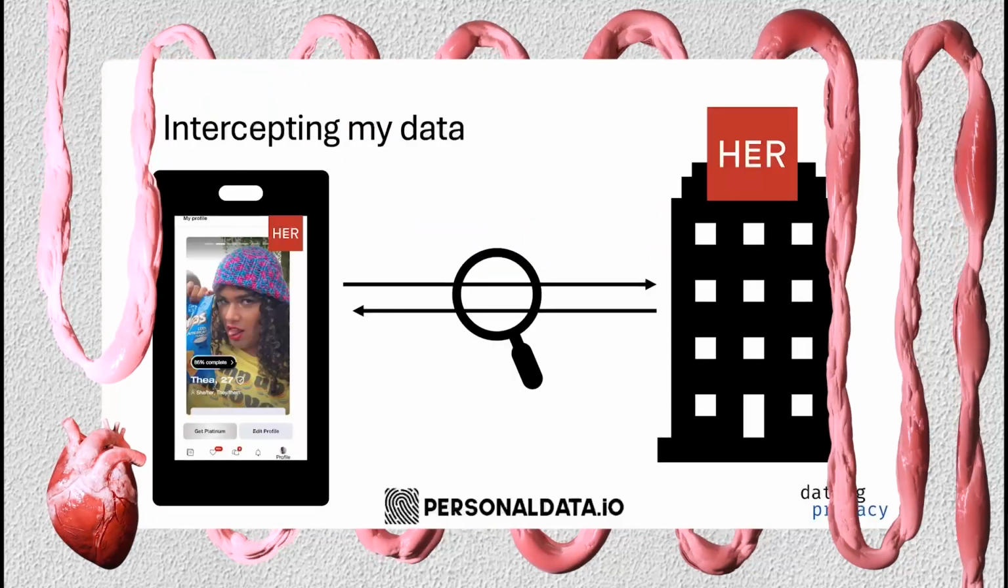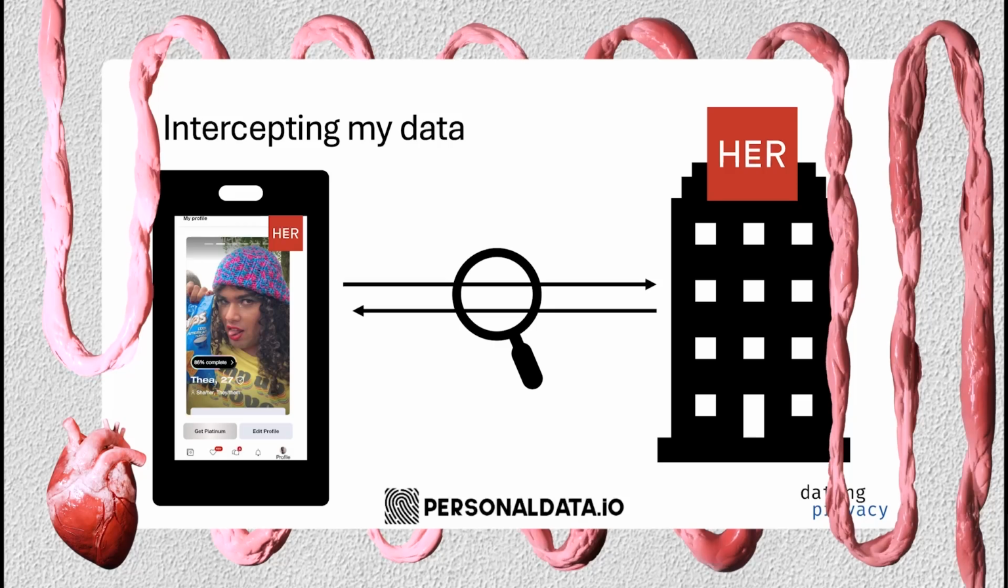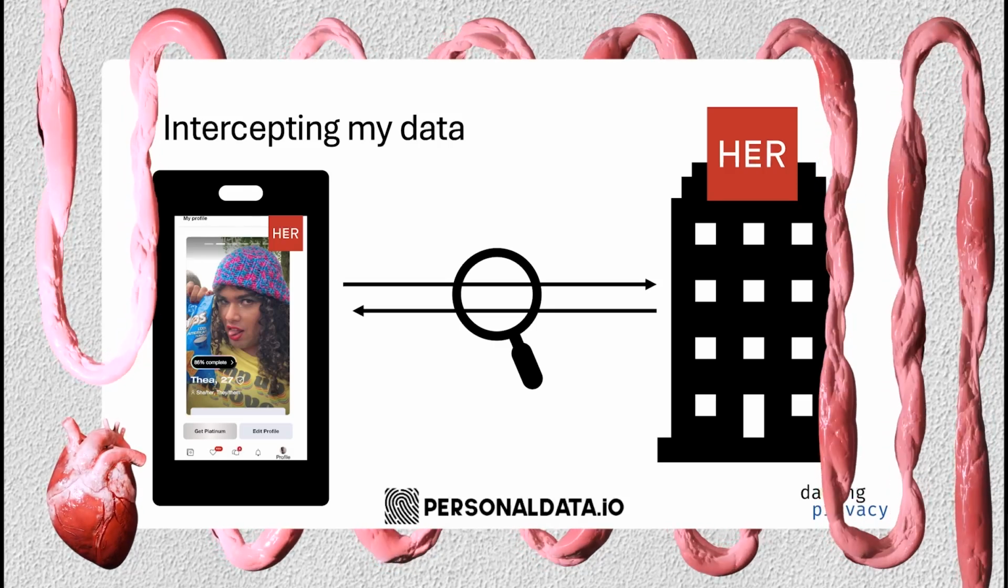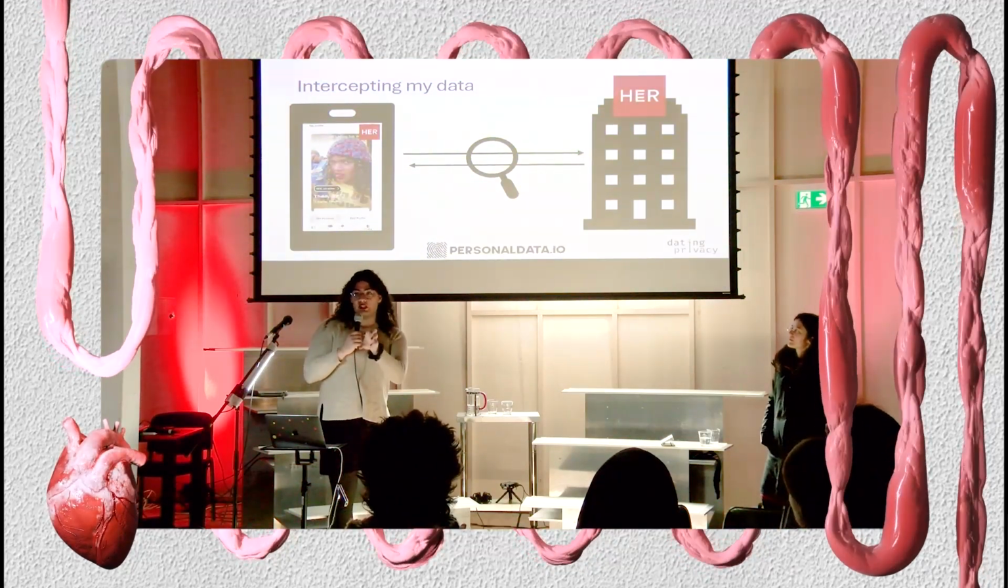That's my Her account on the far left. And so what I did is I drew a little box around my phone and I tracked the data going in and out while I was using the app to Her and back. I didn't break into any of Her systems. I just looked at the data that was leaving and entering my phone.